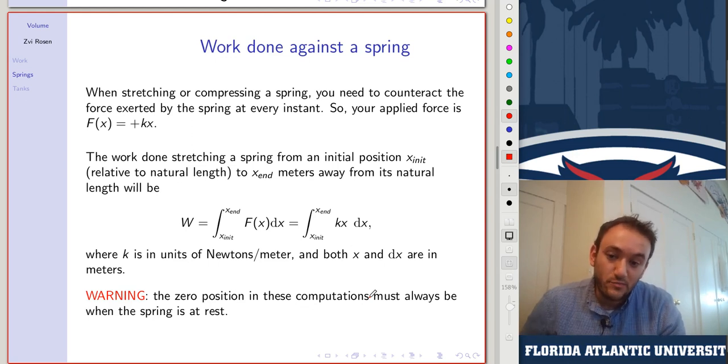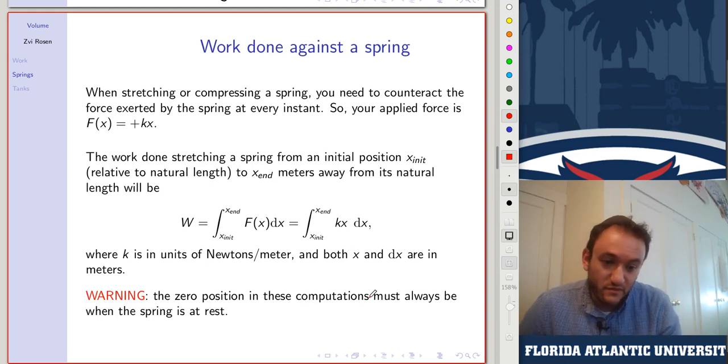The work done stretching a spring from an initial position x init to x end, meters away from its natural length, will be W equals the integral from x init to x end of f of x dx, where f of x is kx, and k is in units of newtons per meter, and both x and dx are in meters. It's possible you'll have these expressions in the English system. I'm going to try to generally use the metric system.